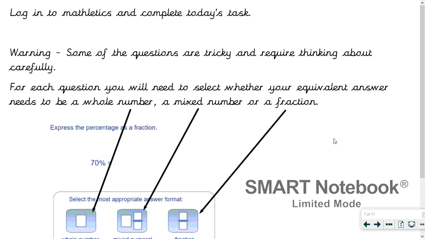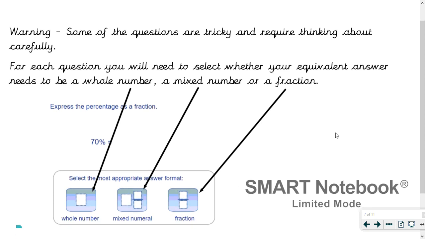What you're going to do for me now is your task, again set on Mathletics today. So you're going to log on to Mathletics and have a go at it. Just going to give you a warning though, some of the questions are tricky today and will require some real thinking, because it's going to ask you to convert both ways that we've practiced over the past couple of days. And also to try and stretch your thinking, it's going to throw in some mixed numbers as well, which we've not talked about because I want to see what you remember and if you can use them.